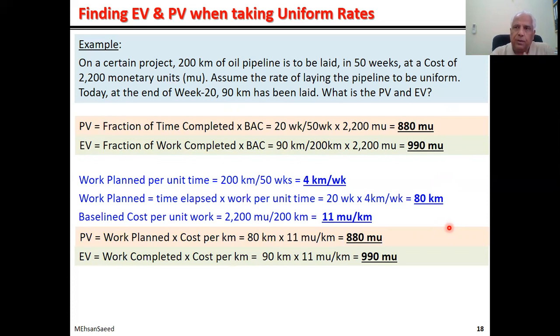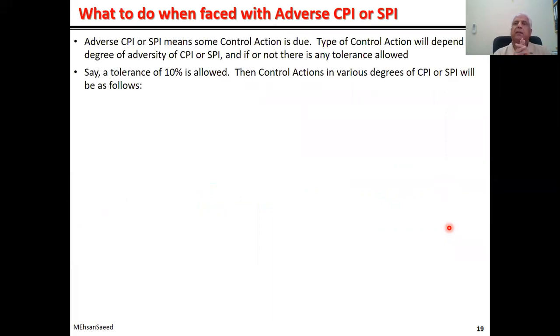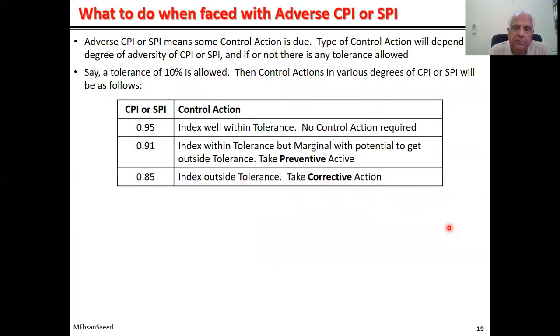And the last topic for this session is what to do if you end up in an adverse index situation, whether it is cost performance or schedule performance index. Okay, you have to look at the tolerance. We assume that a tolerance of 10% is allowed. Then these are the three situations where CPI or SPI, either index, is 0.95. As you can see, 0.95 is within 10% tolerance. Therefore, no action is required. So if your project is yielding a CPI or SPI of 0.95, no problem. Be happy.